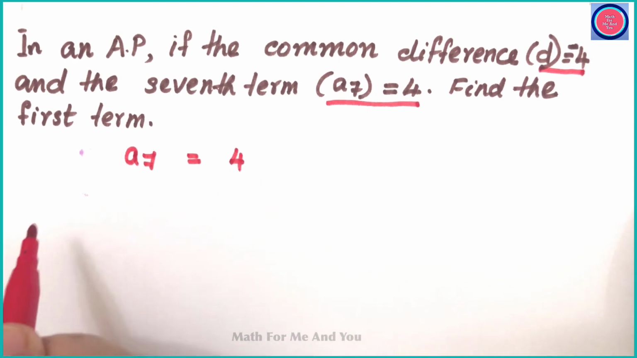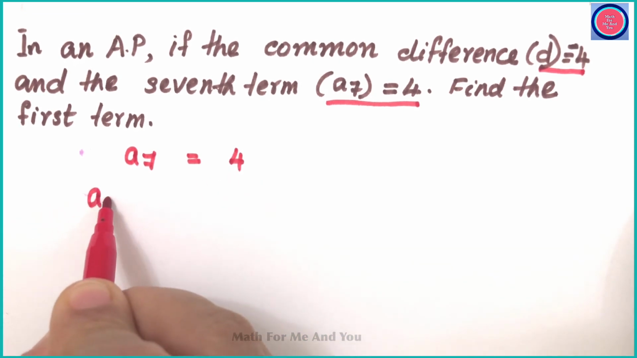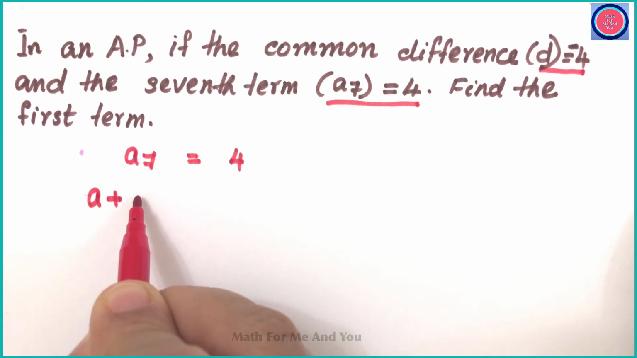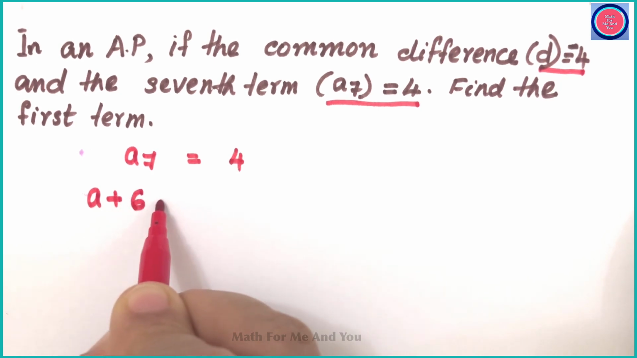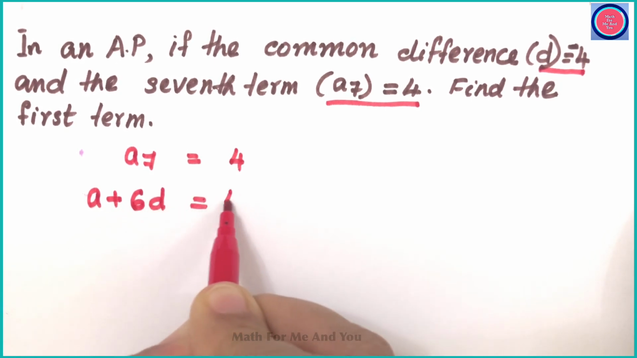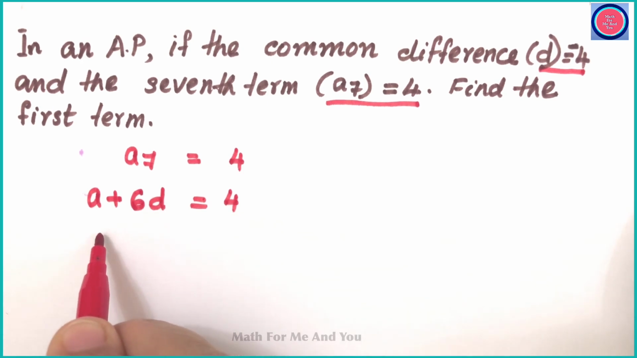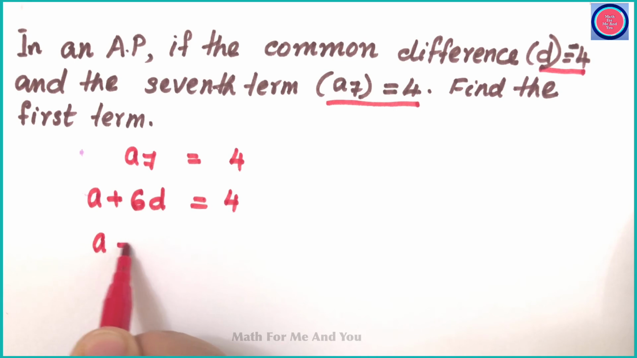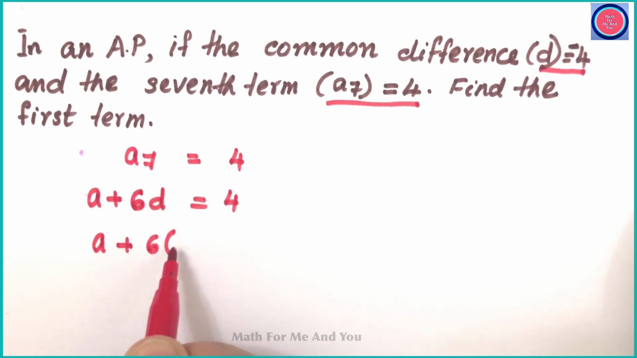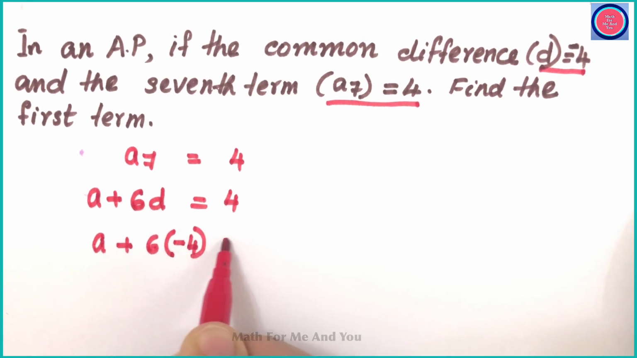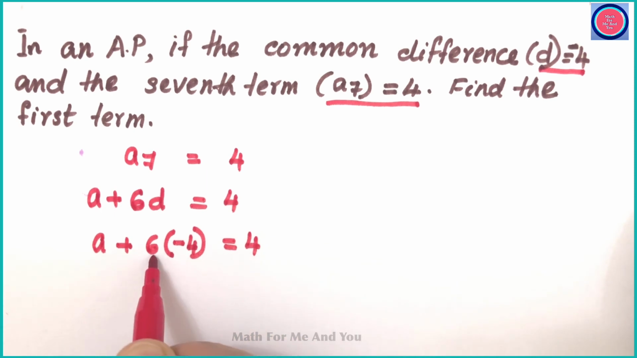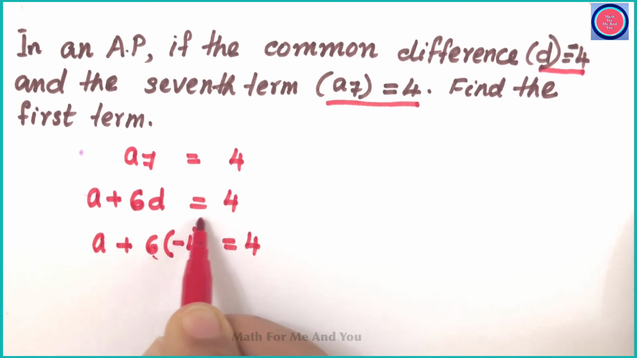What is the formula for seventh term? Nth term is A plus (n minus 1) into D. So here it is A plus (7 minus 1), that is 6D, is equal to 4. We can put the value for D. Here we need to find A, so we keep A on the left side plus 6 times D. We can replace D with the number minus 4, equals 4. 6 times minus 4 is minus 24.